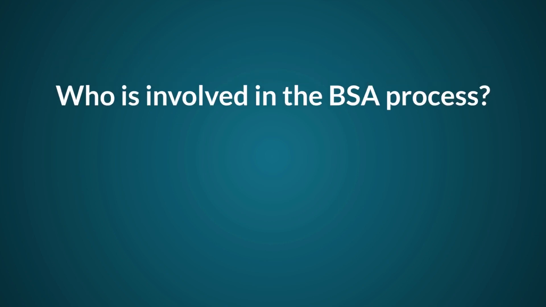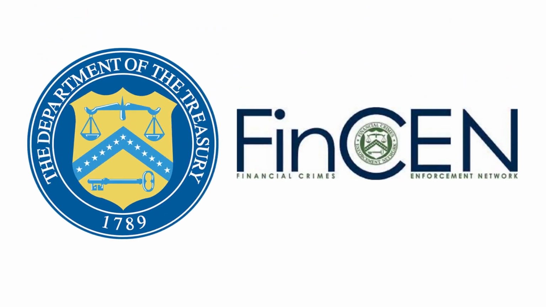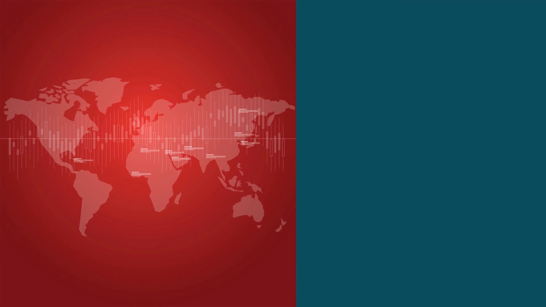Now that we know some of the background on BSA, let's see who was involved in the BSA process. There are two big players here: the Office of Foreign Assets Control, or OFAC, and FinCEN, which we mentioned earlier. OFAC is a division of the U.S. Department of Treasury and was established in 1950 to implement economic sanctions against certain countries outside of the U.S. The intent is to keep financial institutions from interacting with those entities.